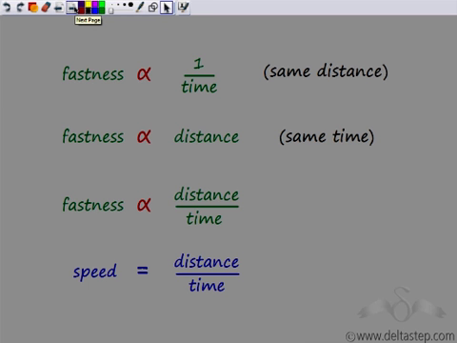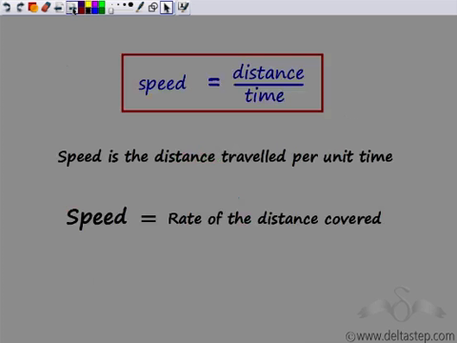So removing this proportionality sign, I get an equality sign, and with this equality, I call this speed. So speed becomes distance by time. That is, speed is the distance traveled per unit time. So remember this, speed is the distance traveled per unit time, or you can say that speed is the rate of distance that is covered.